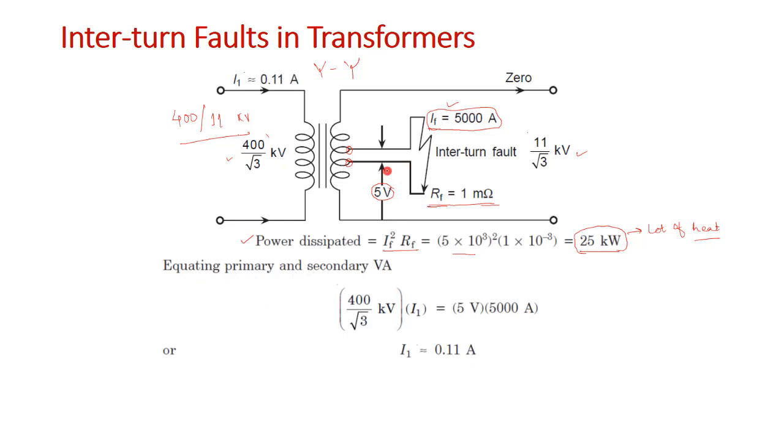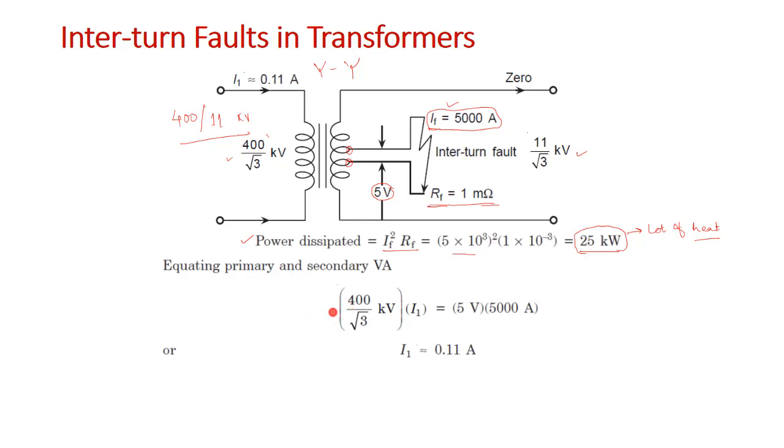Now let us see what will be the impact of this fault current, which is around 5000 ampere between these two turns in the primary side, whether this is an amount which can be detected by the differential relay or the overcurrent relay, which is a backup relay.